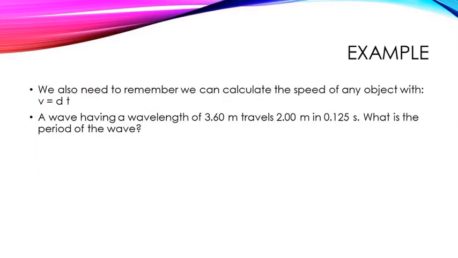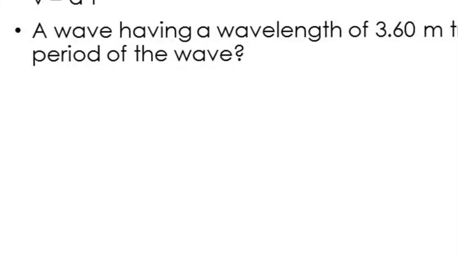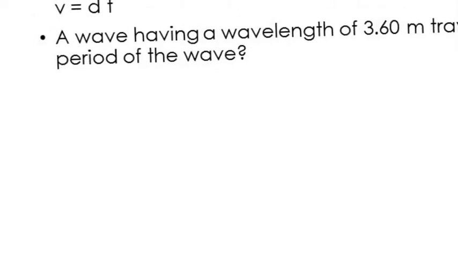Okay, another example. We need to remember that we can calculate the speed of an object with the formula that you would have learned in grade 10, velocity equals distance over time. A wave having wavelength 3.6 meters travels 2.0 meters in 1.25 seconds. What is the period of the wave? Alright, so we kind of have to go through a little bit of all that we've learned today. So first we have to figure out what the velocity of our wave was.